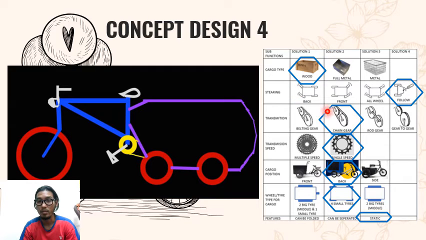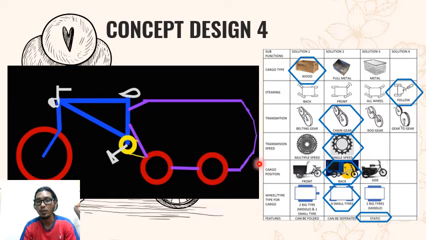We can look at the topological chart. For the cargo type, we selected option number 1. For the steering, we take option number 4, the follow. For the transmission, we selected option number 2, the chain gear. For the speed transmission, we take a single speed.